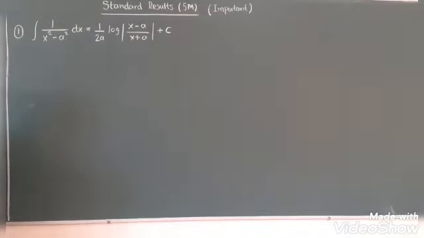Good morning students. Today we will see important questions on integrals. So there are 6 important results and the first result is integral of 1 by x square minus a square dx is equal to 1 by 2a log of mod of x minus a by x plus a plus c. Let us see the proof of this.